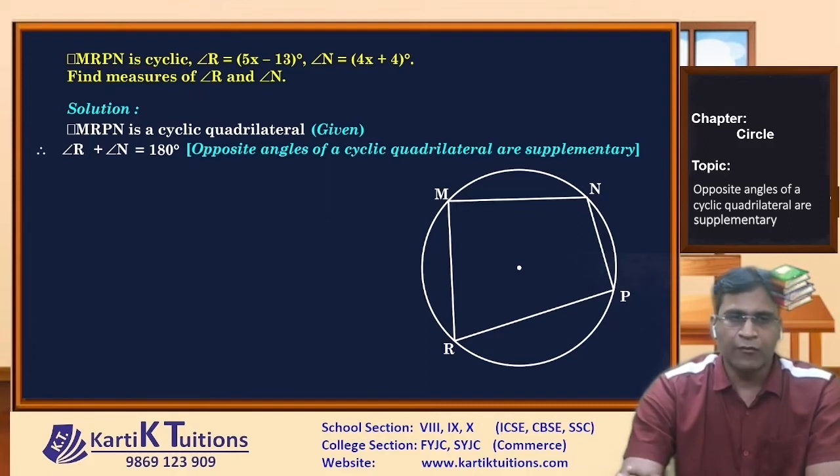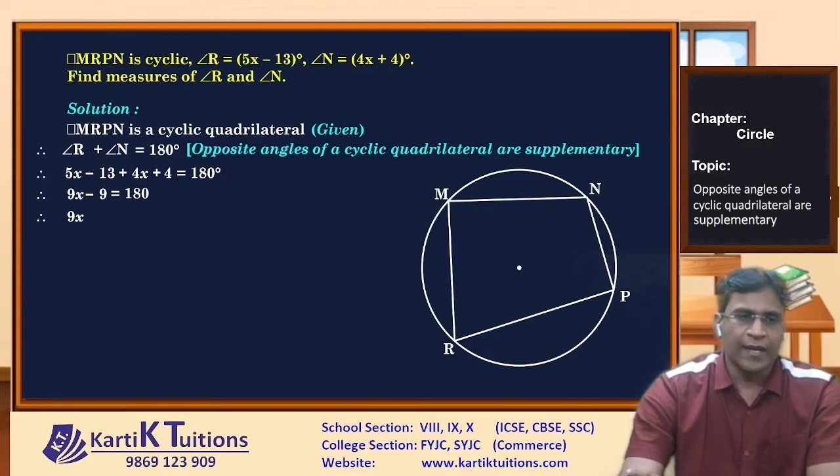Now let's substitute their values. So angle R is nothing else but 5x minus 13 and angle N is nothing else but 4x plus 4, equal to 180 degrees. Now 5x plus 4x becomes 9x and minus 13 plus 4 becomes minus 9, equal to 180. Minus 9 shifts across, so 9x is equal to 180 plus 9. So 9x is equal to 189.